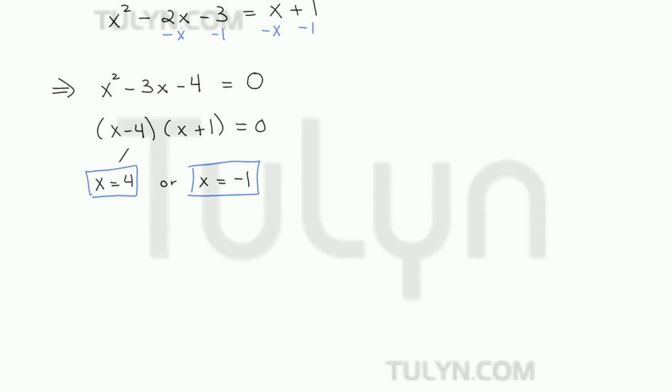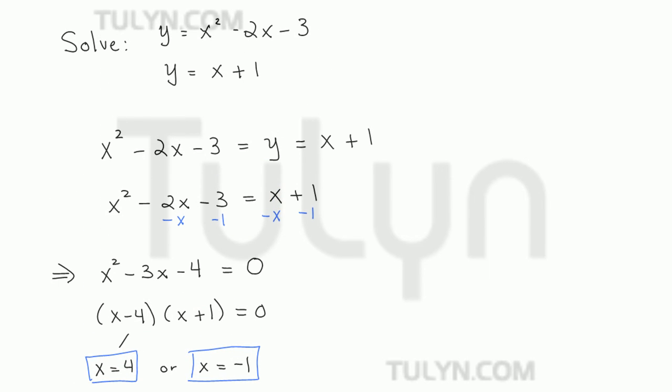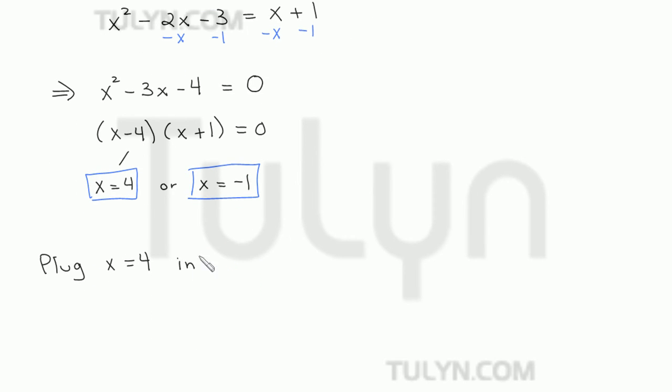So what we do is we plug in these x values into one of the original equations, just like in linear systems, right? So plug x equals 4 into any of the two original equations, and let's scroll back up. So it looks like this one would be easier to find, right? So let's do that. So plug x equals 4 into y is equal to x plus 1.